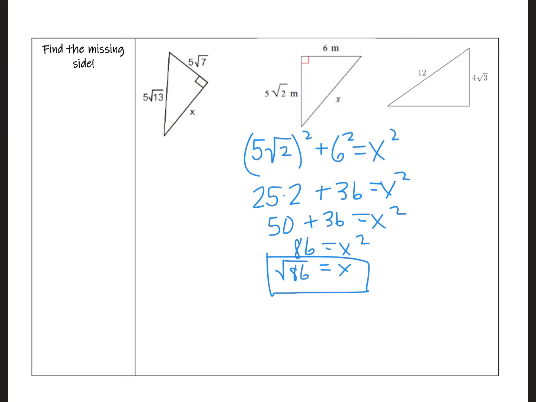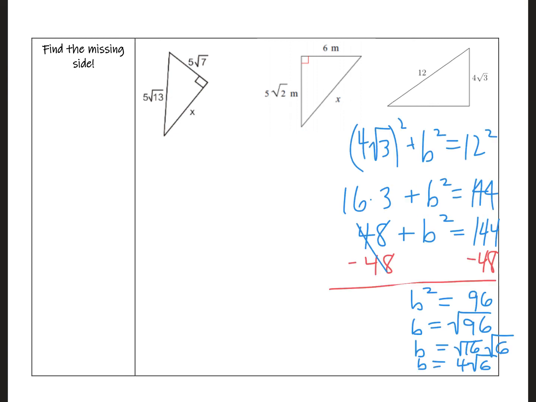All right, for the third one, again, I want you to pause the video and do that third one by yourself, and then come back and check in and see how you did. All right, welcome back. Let's see how you did. The answer to this missing leg is 4 radical 6.